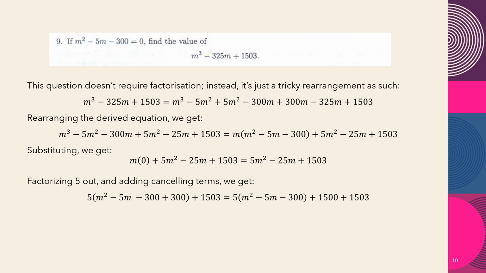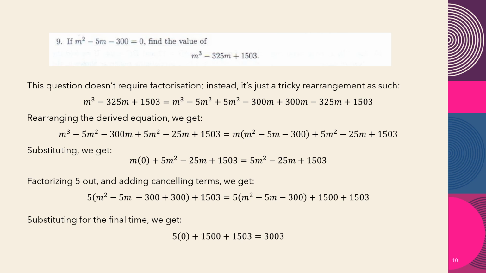Look again, we have m squared minus 5m minus 300 equals 0. Substituting for the final time, we get 5 times 0 plus 1500 plus 1503 equals 3003, and that is our final answer. I think this just requires a keen eye and observation to keep adding like terms, and looking out for equations, to know where to start looking for the correct substitutions.